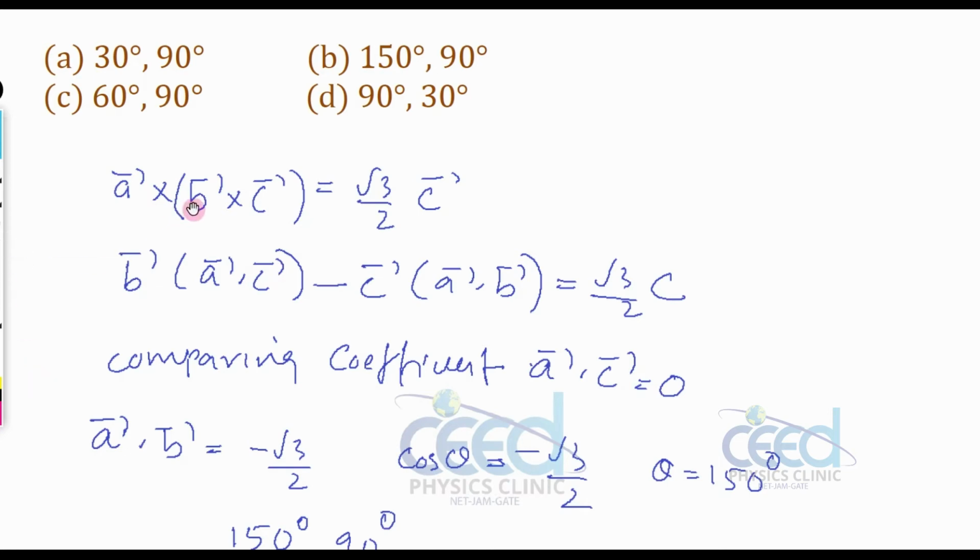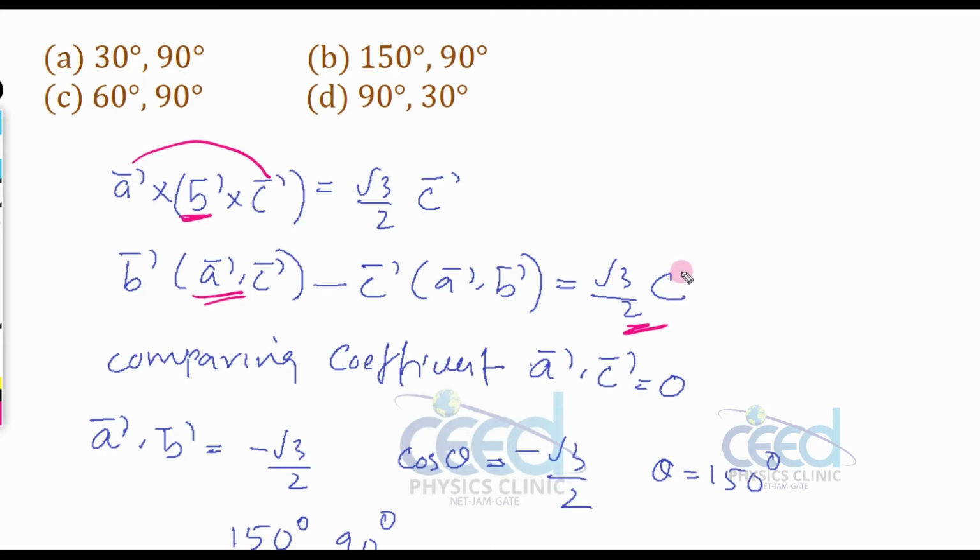Okay, B you can keep here, and that is B into this vector A dot C minus C into A dot B. So I have expanded like that. So that is equal to A dot C into B minus A dot B into C. That is equal to root 3 by 2 C. Comparing the coefficients, I can write.